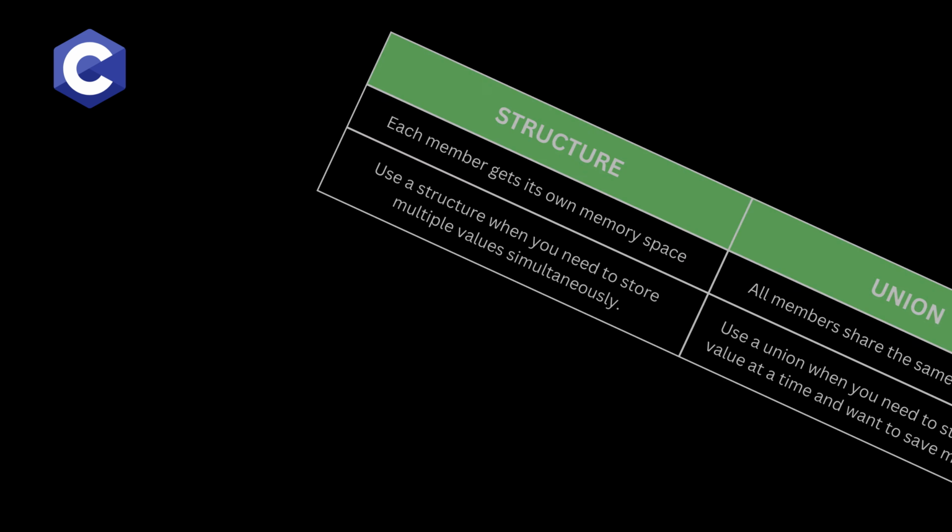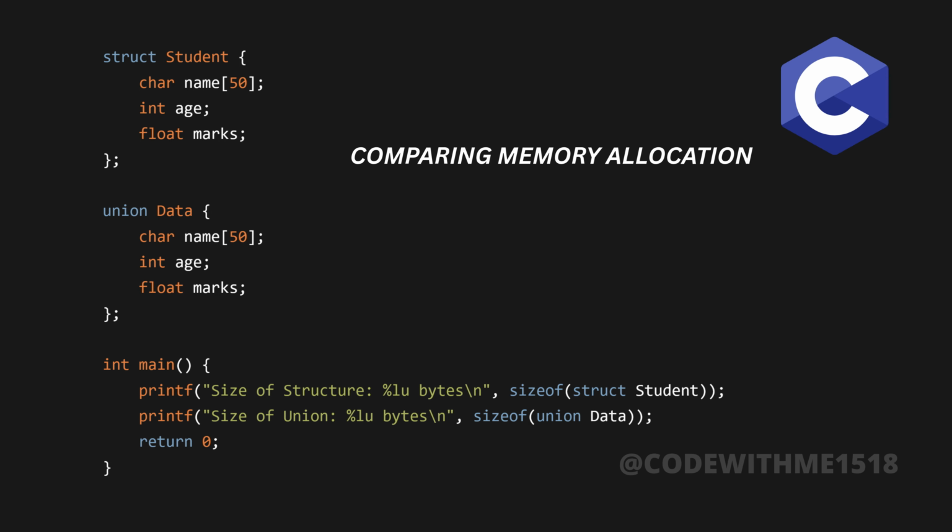To demonstrate, let's compare their memory allocation. struct student { char name[50]; int age; float marks; }; union data { char name[50]; int age; float marks; }; int main, printf("Size of structure: %lu bytes", sizeof(struct student)); printf("Size of union: %lu bytes", sizeof(union data)); return 0. You'll see that the structure takes more memory, while the union takes the size of its largest member, saving space.